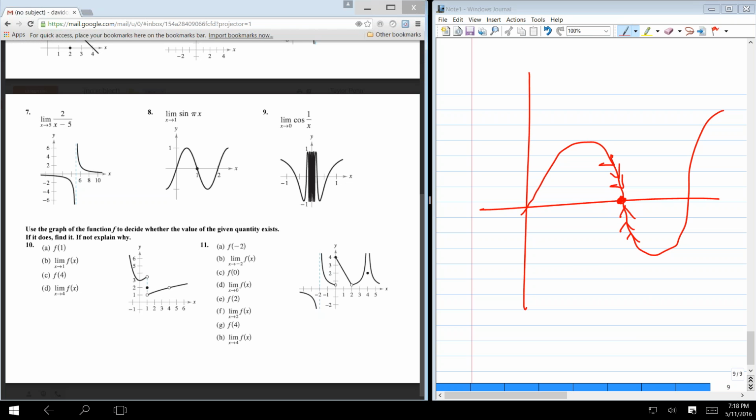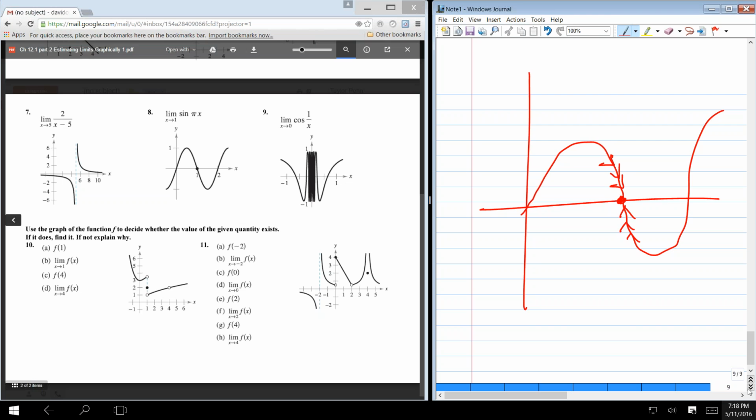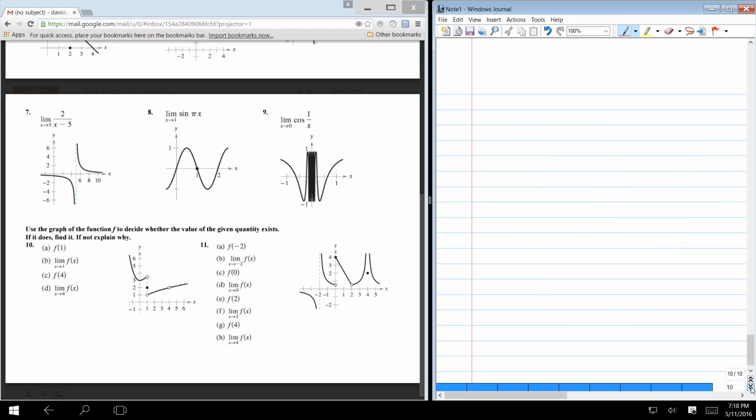Okay. Number 9. This is strange looking. Yeah, by far. Whenever you see gigantic close oscillations like this, does not exist. Yeah, she told us, does not exist due to oscillation of the graph. Right. Well, let's examine why that is true.